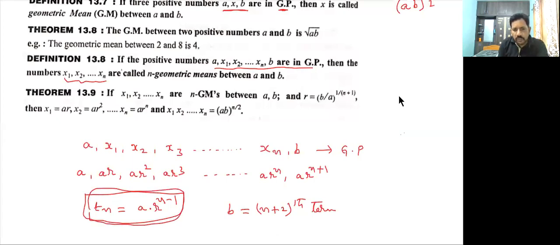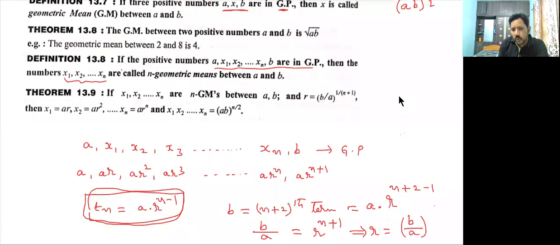The nth term formula is A into R power n minus 1. For the n plus 2th term, we get A into R power n plus 2 minus 1. Sending A to the left-hand side, we get B by A is equal to R power n plus 1. Then R is B by A whole power 1 by n plus 1. This is the common ratio.